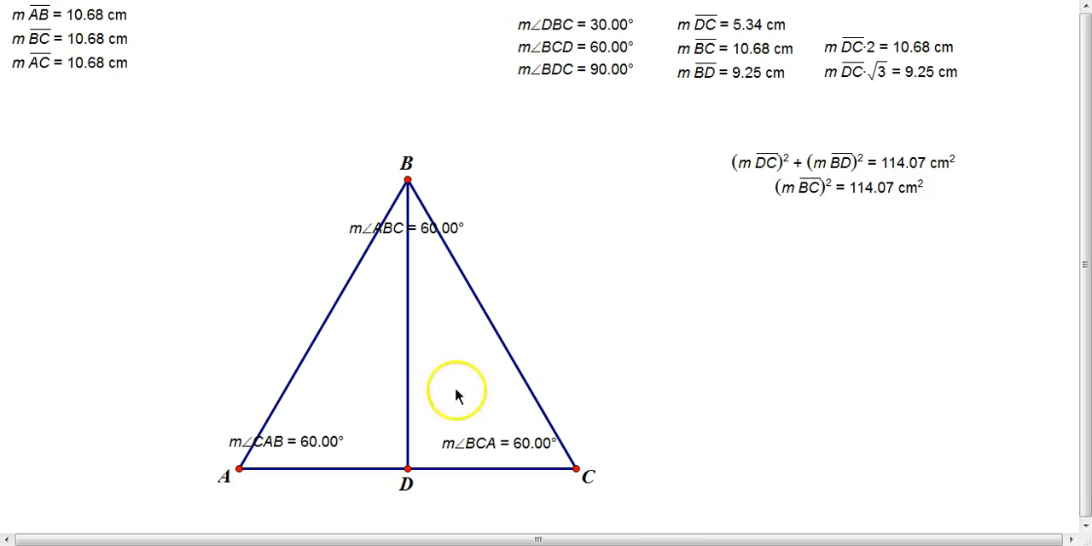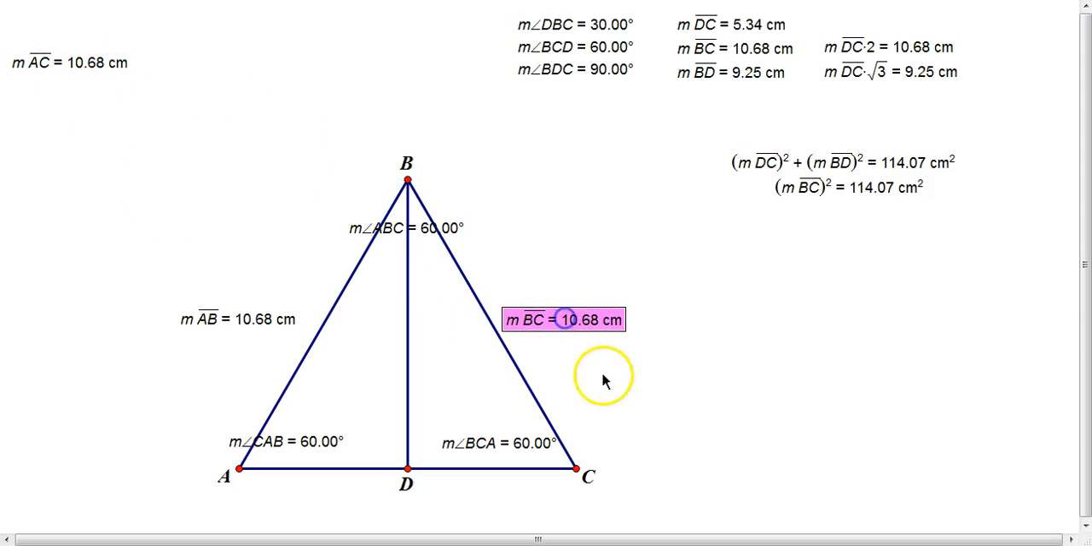And if you don't believe me, I even measured the side lengths. Side length AB right here is 10.68. Side length BC is also 10.68. And side length AC is also 10.68. This is an equilateral triangle, everybody, and here's the proof of that: three 60-degree angles, and all three side lengths are the same.